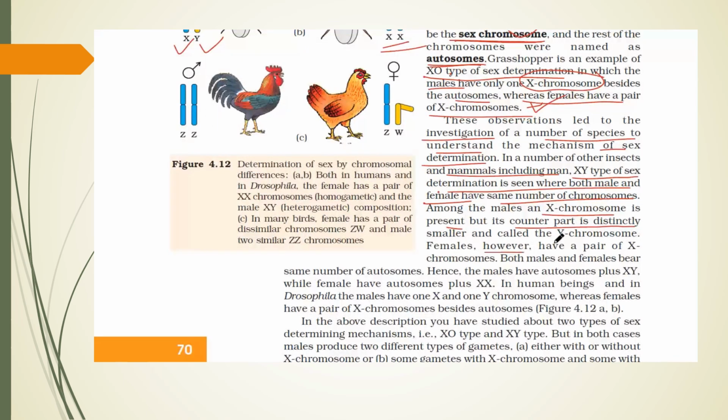So females, however, have a pair of X chromosomes. Both males and females bear the same number of autosomes. So if they have a pair of sex chromosomes, both male and female will have 44 autosomes. That is 22 pairs of autosomes and one pair of sex chromosomes out of 23 pairs of chromosomes in the human body. So it's clear to all of you now. We human beings have 23 pairs, out of which 22 pairs are autosomes and only one pair is sex chromosomes. So XX in female and XY in male. It's clear to all of you now.